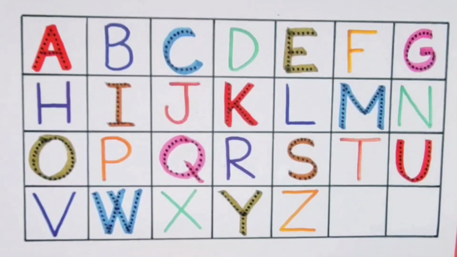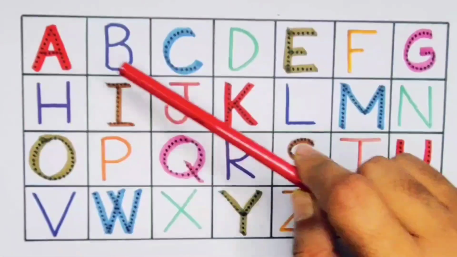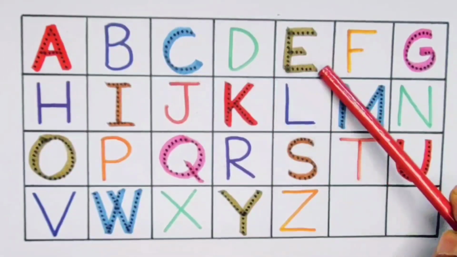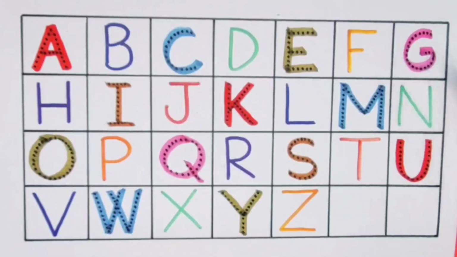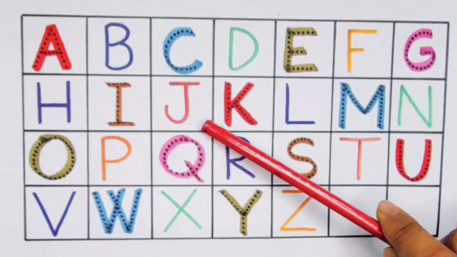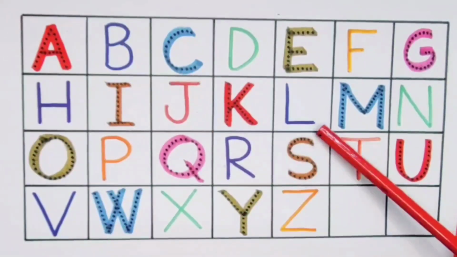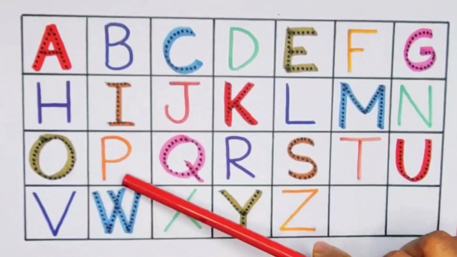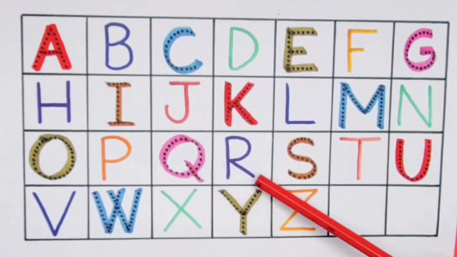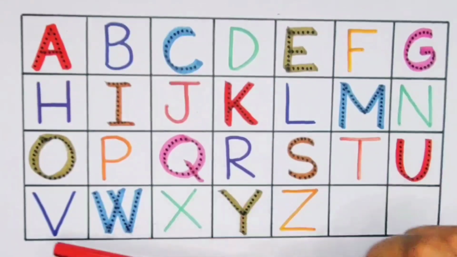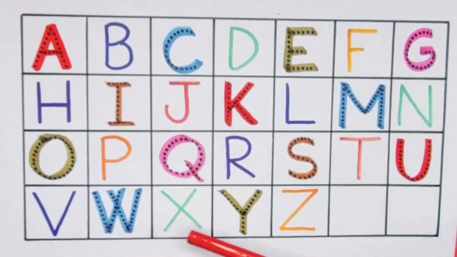What did we learn? We learned A for aeroplane, B for butterfly, C for car, D for dolphin, E for elephant, F for fish, G for giraffe, H for house, I for ice cream, J for jam, K for king, L for lion, M for moon, N for nest, O for octopus, P for parrot, Q for queen, R for rabbit, S for sun, T for time, U for umbrella, V for vegetable, W for water, X for X-ray, Y for yo-yo and Z for zoo.